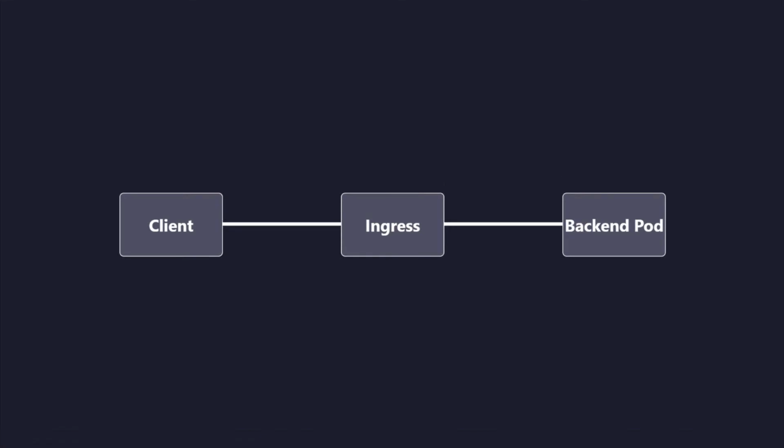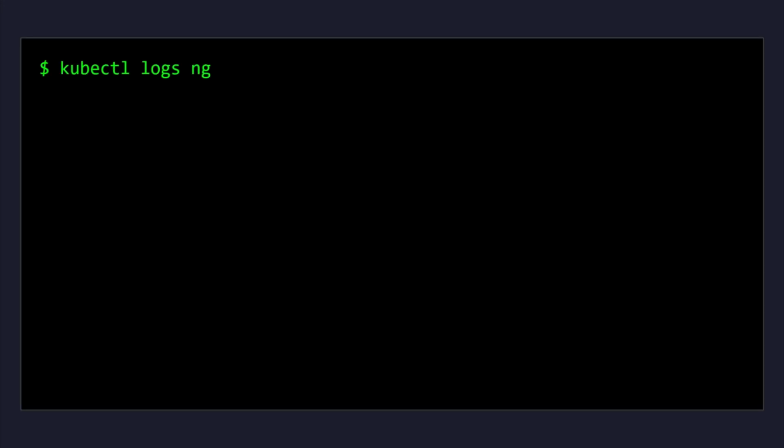A 502 bad gateway error in a Kubernetes cluster indicates that the Nginx ingress controller cannot successfully communicate with your backend pod. This failure occurs at the proxy layer, where the gateway receives an invalid response or no response at all from the upstream service. Locating the root cause requires the log stream from the ingress controller.